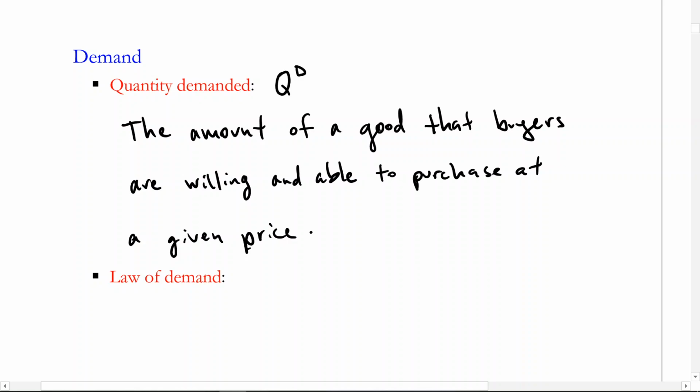Okay, so demand, we are on the buy side, talking about the buyers here, and this does need to be both willing and able. So you might be willing to buy something, but not able, or able to buy something, but not willing to, and this is what constitutes quantity demanded.